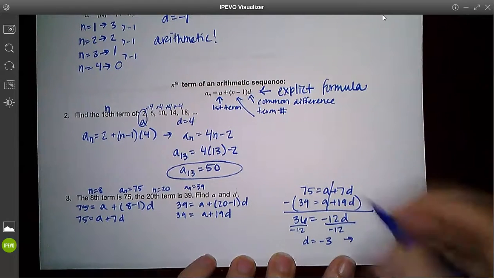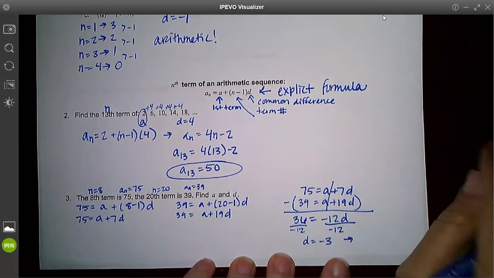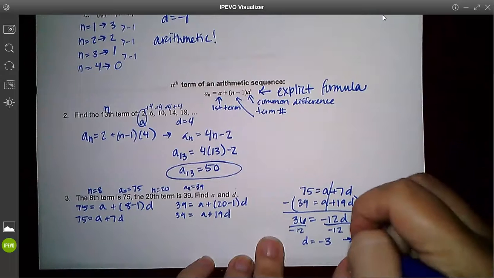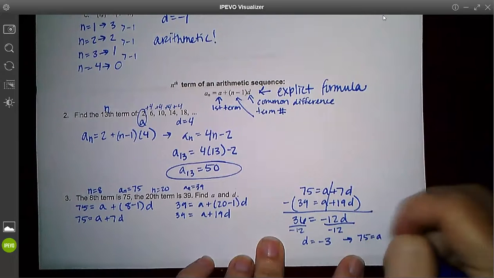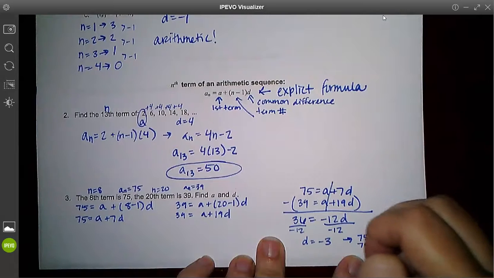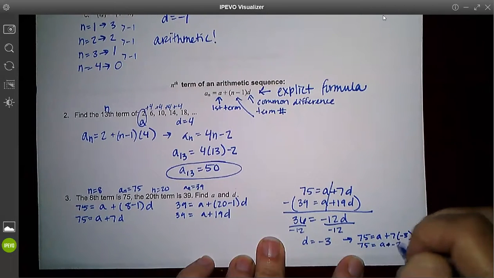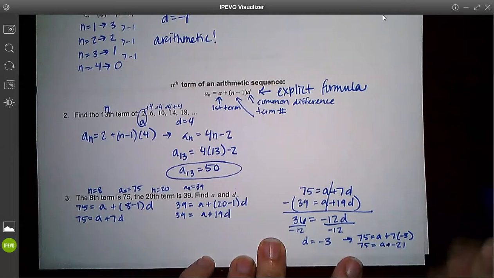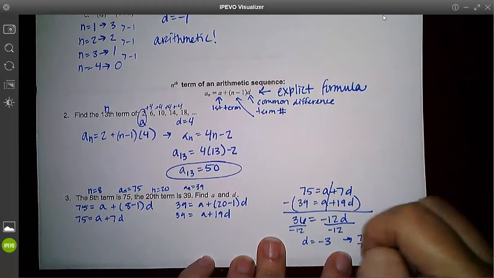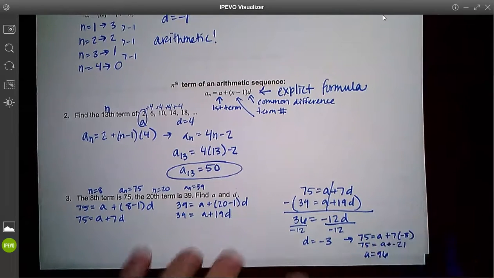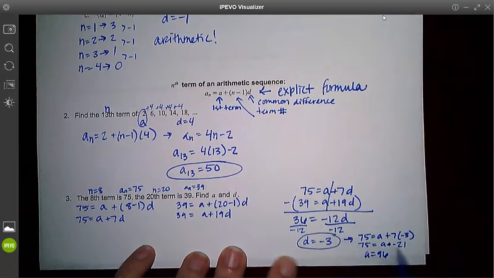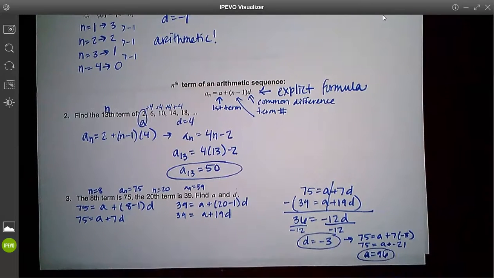So you can plug it into either one of the equations. I'm just going to plug it into the top one. So 75 equals a plus 7 times negative 3. 75 equals a minus 21, sorry. Add 21 and you get a equals 96. So our d, our common difference, is negative 3. Our first term is 96.